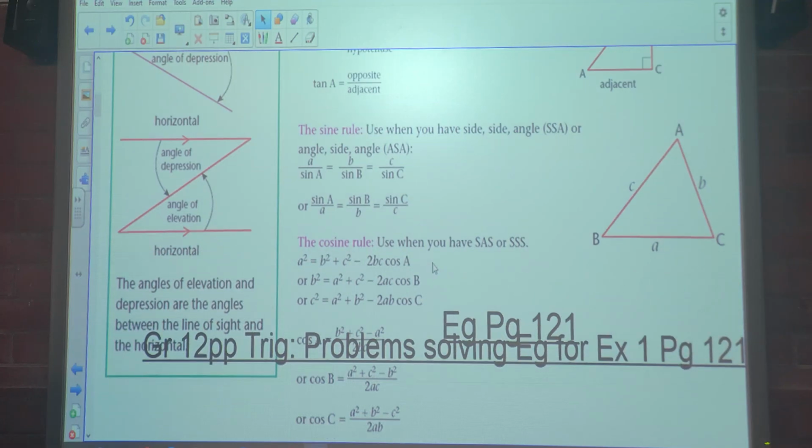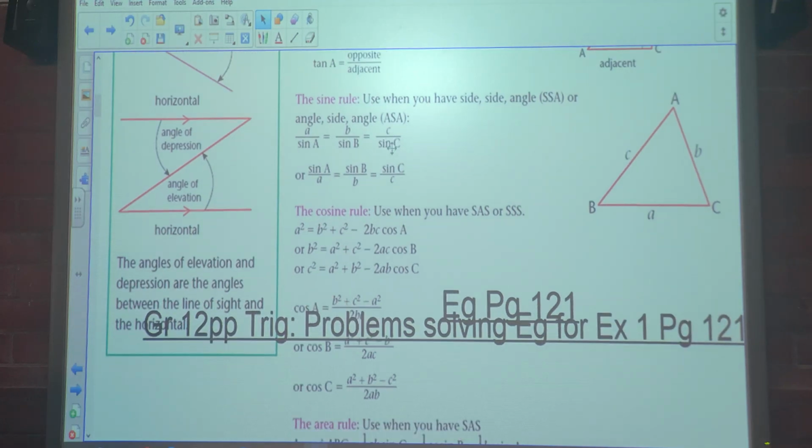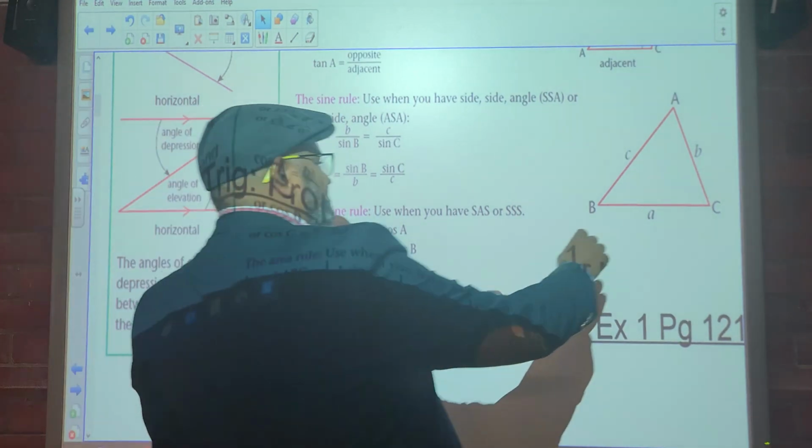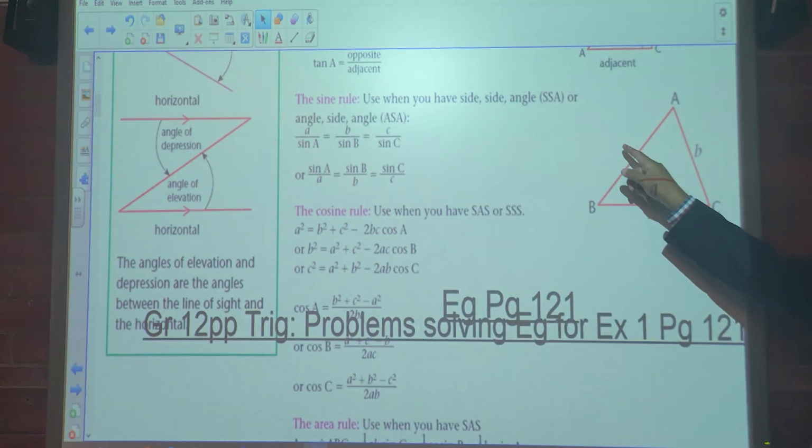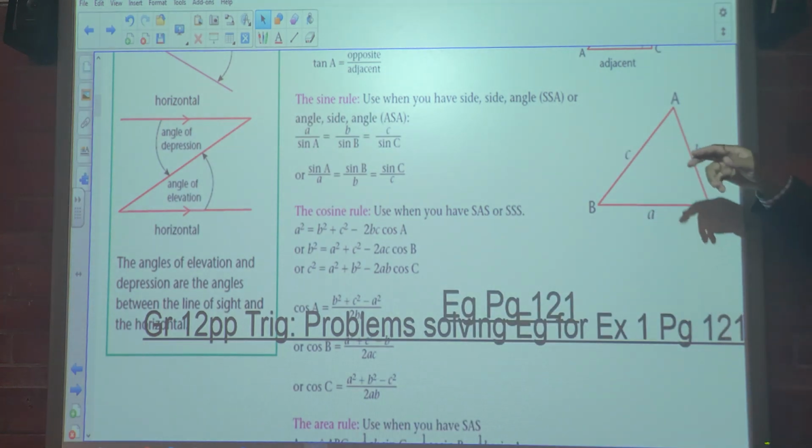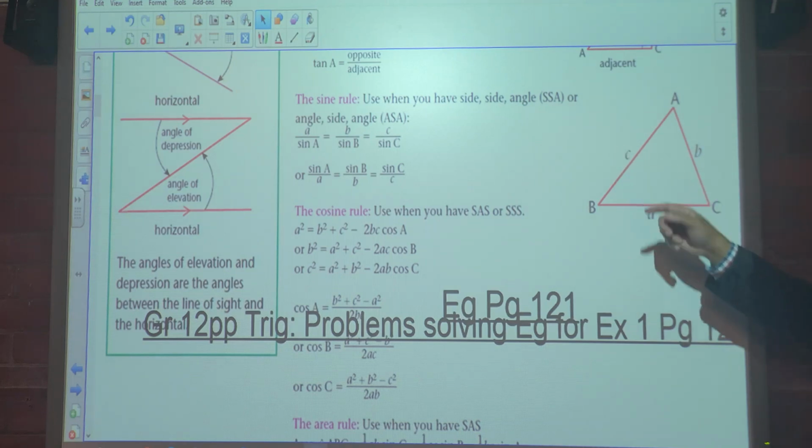Then we are told the sine rule. Remember, the sine rule is a over sine A, b over sine B, and c over sine C, or vice versa, which is the reciprocal: sine A over a is equal to sine B over b, which is equal to sine C over c.